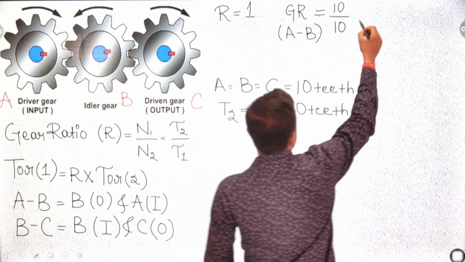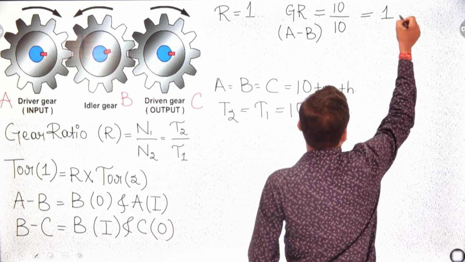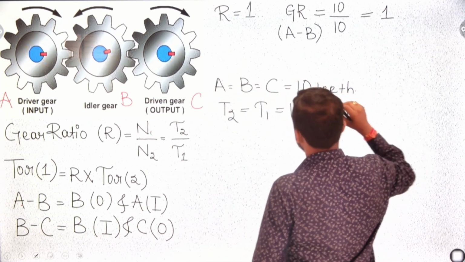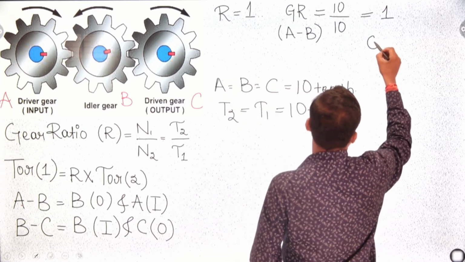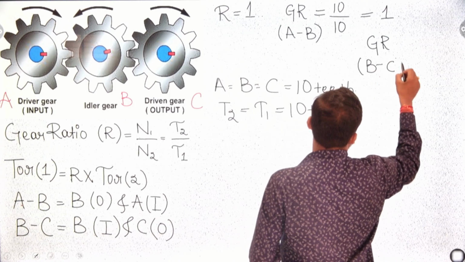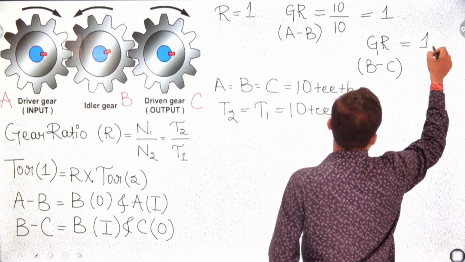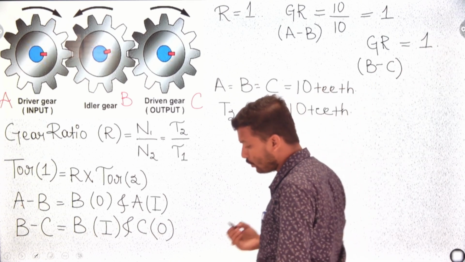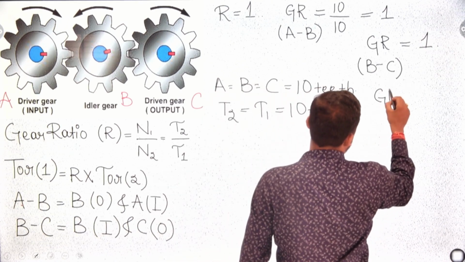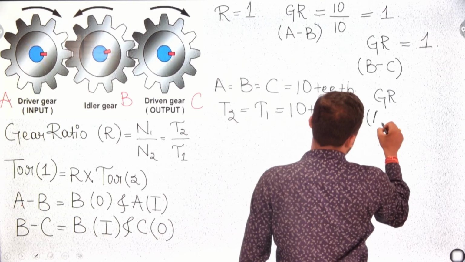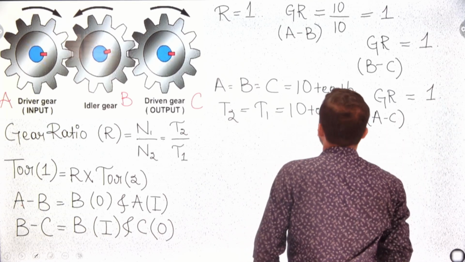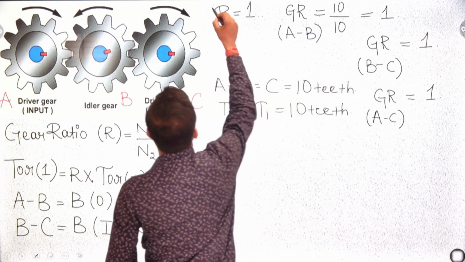So this gear ratio is equal to 1, and the A and B gear ratio becomes 1. Similarly, the gear ratio of B and C will also become 1, because the teeth are equal. If you go from A to C directly, it will also be 1. So the gear ratio R is equal to 1 in this problem.